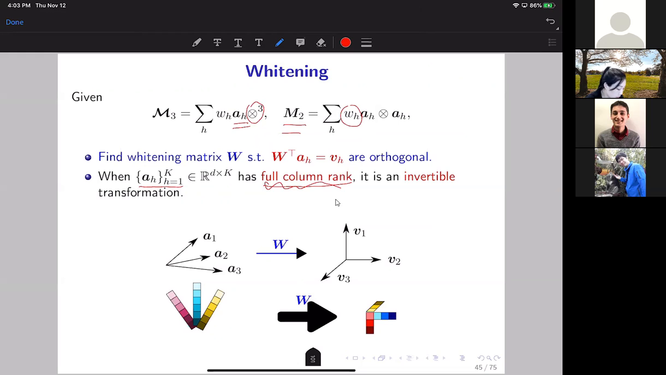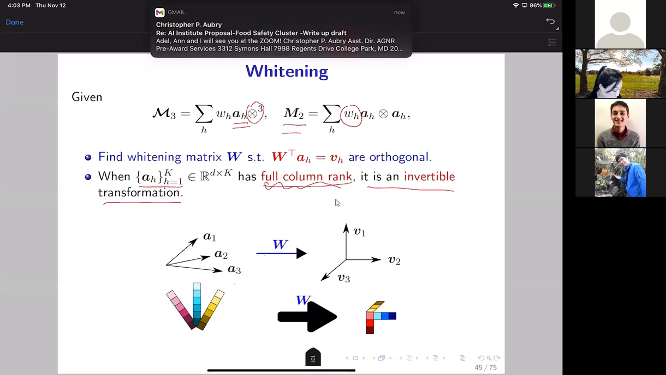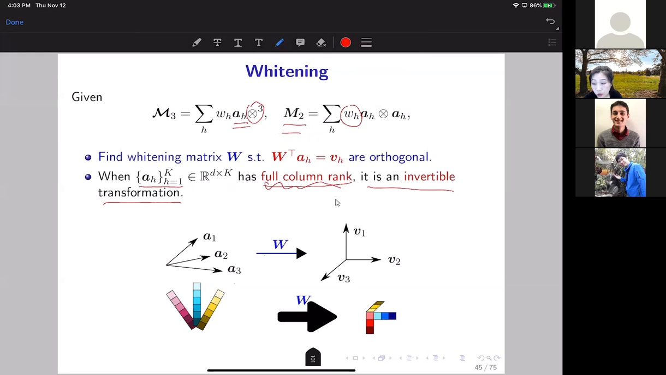I want to make sure this is easy to understand. Pictorially, you can see you have A1, A2, A3. They're not necessarily orthogonal to each other, but through this W transformation, you will have these orthogonal bases, V1, V2, and V3. Actually, I wanted to emphasize that usually the whitening matrix would transfer the thing into a smaller object.